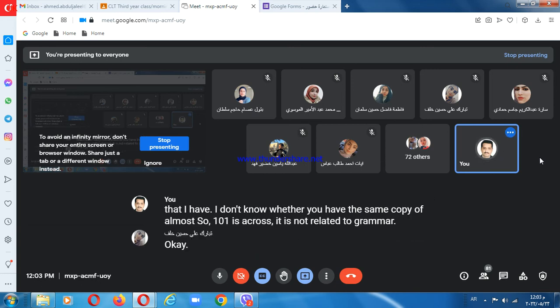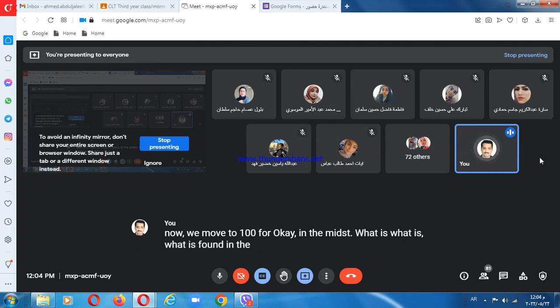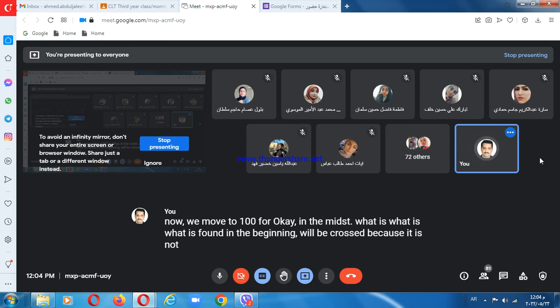Now we move to 104. Okay, in the middle, what is found at the beginning will be crossed because it is not required. The goal of grammar instruction. Have you seen it or not?